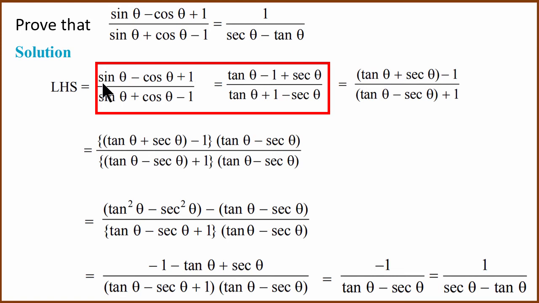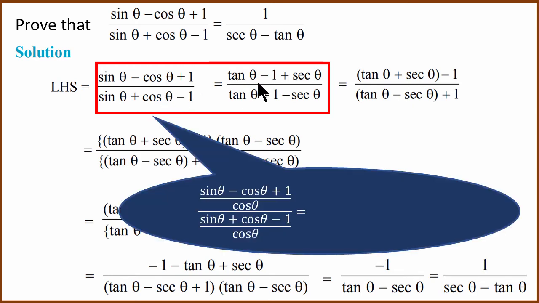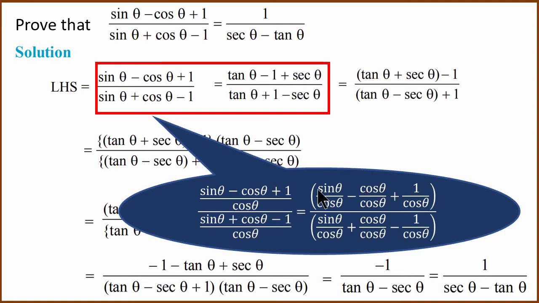So what we do is we divide the numerator and denominator with cos and we get this. Let's see how that happens. It is sin theta minus cos theta plus 1, divided by cos theta, and sin theta plus cos theta minus 1, divided by cos theta. So all we have done is taken the numerator and denominator and divided by cos theta. That's all we have done. This can be further simplified as sin theta by cos theta minus cos theta divided by cos theta plus 1 by cos theta. All we have done is we have individually broken these terms and divided by cos theta.